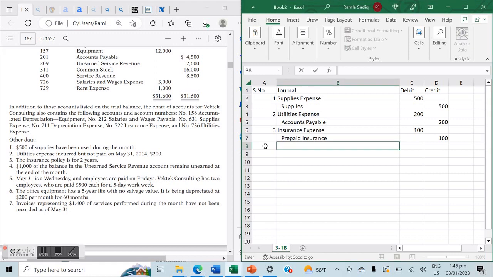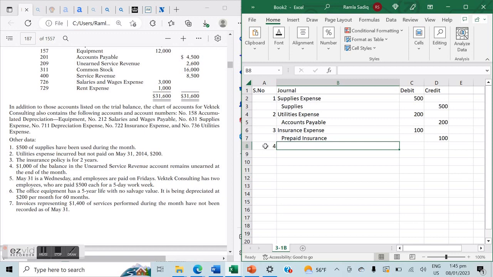For our fourth entry, we have over here. So our fourth entry is going to be $1,000 of the balance in the unearned service revenue account remains unearned at the end of the month.